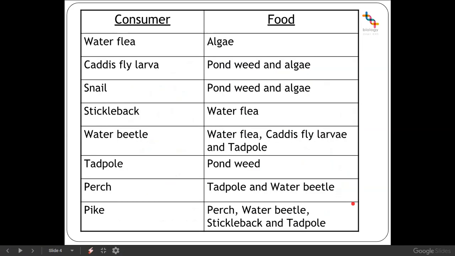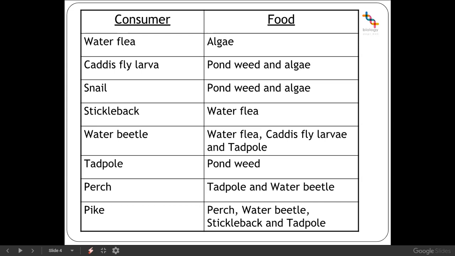Now, when it comes to building a food web, you're often given some information and asked to look at what one thing consumes and how it interacts with its other organisms. So you can see, for example, in this table, we know that water fleas eat algae, that snails eat pondweed and algae, that tadpoles eat pondweed, and that pikes eat perch, water beetles, sticklebacks, and tadpoles.